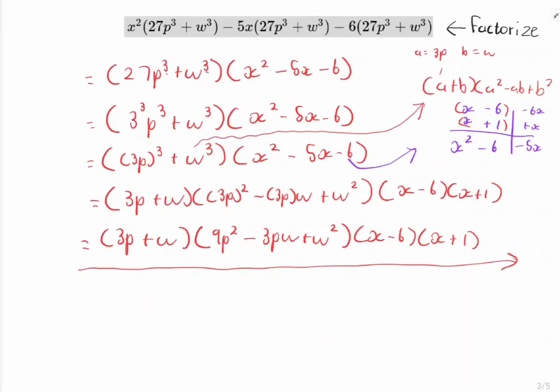Before we conclude that it's our final answer, let's check something. Let's check on each of these brackets if we can factorize further. 3p plus w we cannot factorize further. x minus 6 we cannot factorize further. x plus 1 we cannot factorize further. We cannot factorize this whole thing further, right? I mean, if it was going to be 6, we would have broken it down as 2 multiplied by 3, and we would be able to factorize this, but it's not in that form, so we can leave it as is. So the whole thing is factorized.